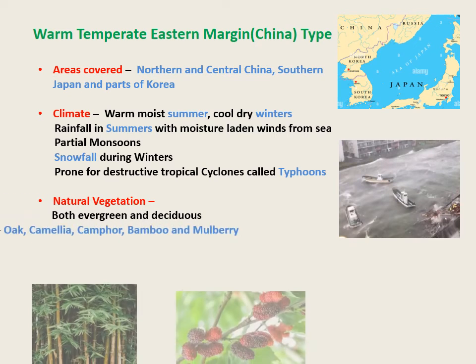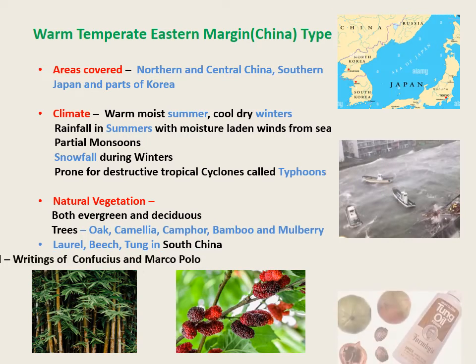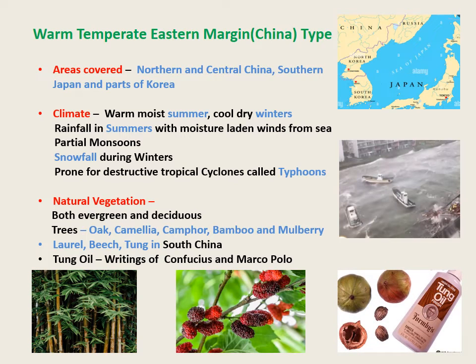Both evergreen and broadleaf deciduous trees like oak, camellia, camphor, bamboo, and mulberry are found in the forests in these regions. Laurel, beech, and tung are important trees of South China. Tung oil is obtained by drying and pressing the seeds of the nuts of the tung trees. The Chinese have known many uses of tung oil for long. It is mentioned in the writings of Confucius and Marco Polo.